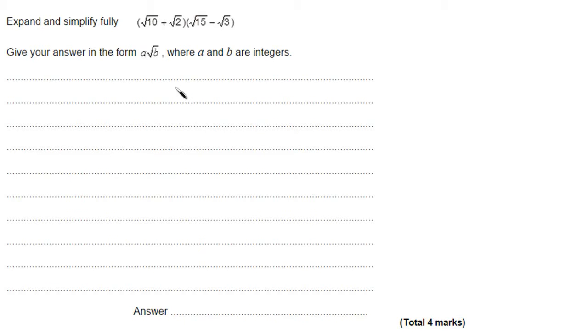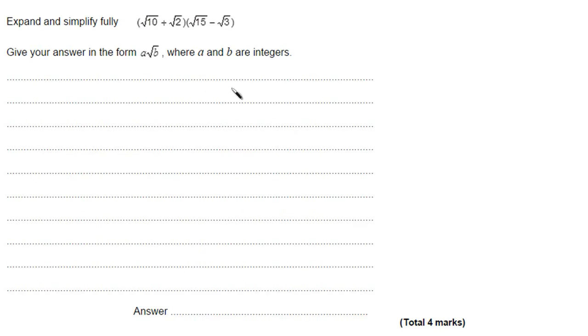So in this video we're going to answer this exam question. It says expand and simplify, so it's an algebraic style operation. Expand and simplify this expression here. We've got two brackets, so it's two factors, and we've got to find the product. It's root 10 plus root 2 times root 15 minus root 3.